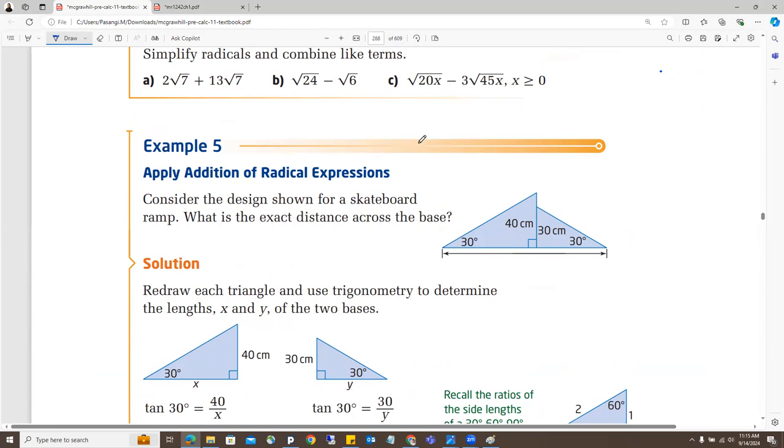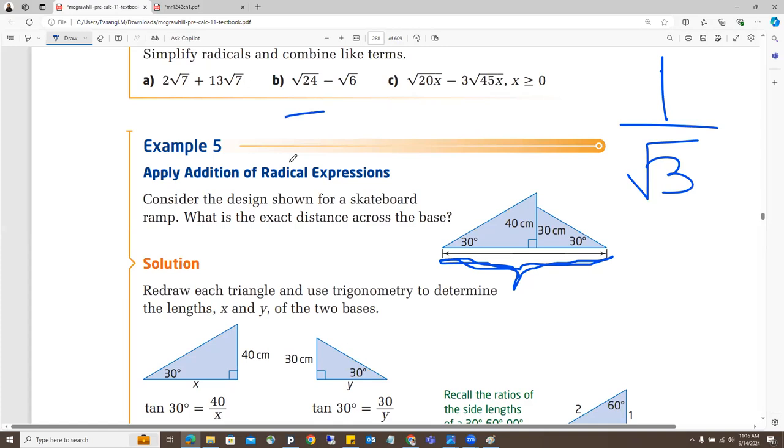What do you think? Can you solve it? We need to find the exact distance. Try to solve it without using calculators. Yes, without using calculators you can do it. Tan 30 is actually 1 over square root 3, and tan 60 is square root 3.